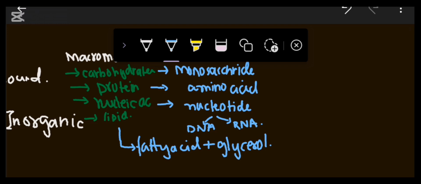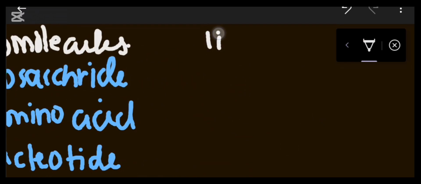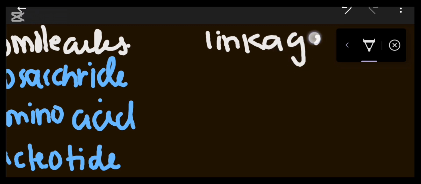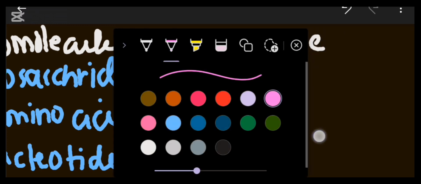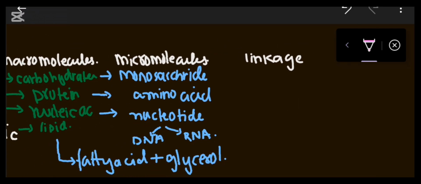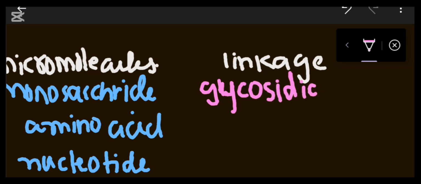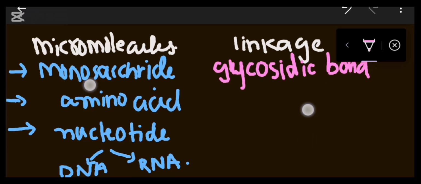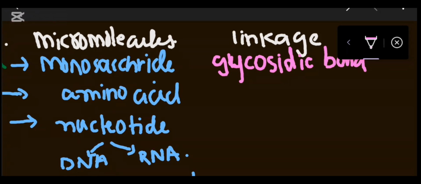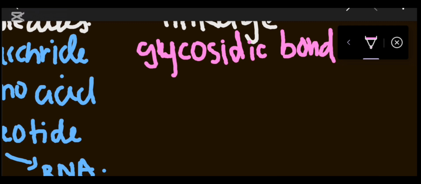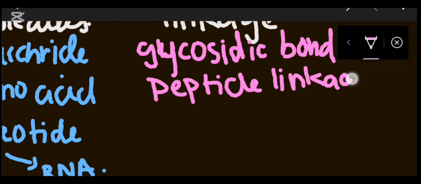Now, if we talk about linkage between them, monosaccharides are monomers. The monomers combine together and make a polymer. With what bond will monomers combine and form carbohydrate? By the help of glycosidic linkage. Monosaccharides are combined together by glycosidic bond or linkage. After that, protein: amino acids are joined together by peptide linkage, or you can say bond.